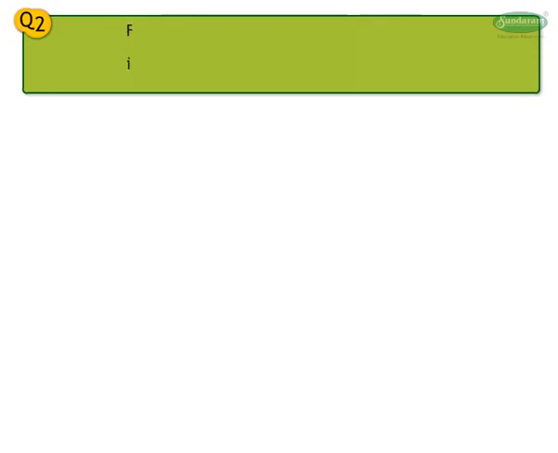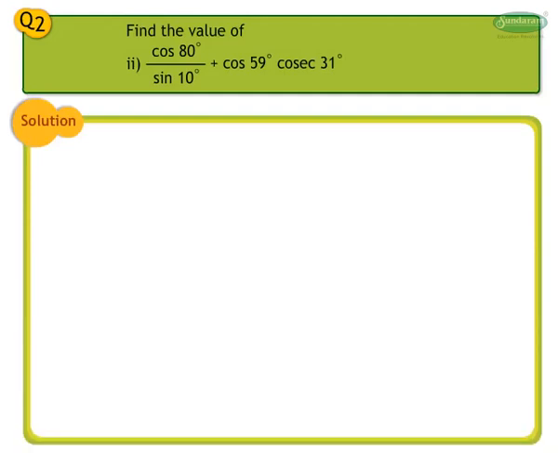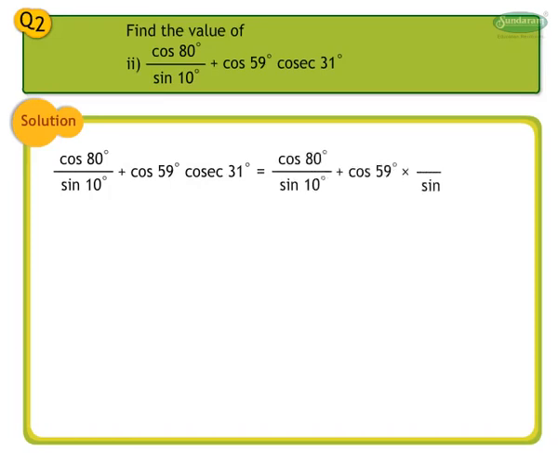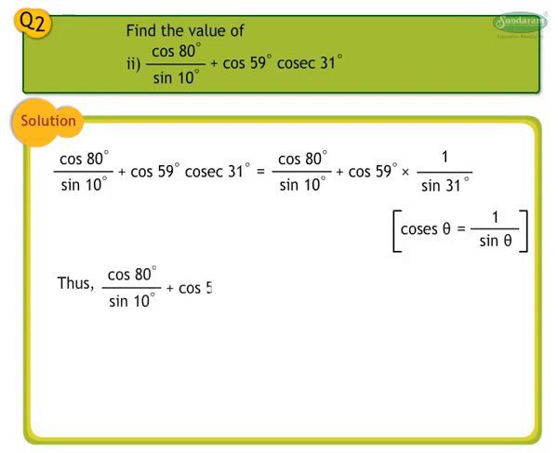Question 2. Find the value of 2. Cos 80 degrees upon sin 10 degrees plus cos 59 degrees cosec 31 degrees. Solution. This is equal to cos 80 degrees upon sin 10 degrees plus cos 59 degrees into 1 upon sin 31 degrees, because cosec theta is equal to 1 upon sin theta. Thus, it is equal to cos 80 degrees upon sin 10 degrees plus cos 59 degrees upon sin 31 degrees.